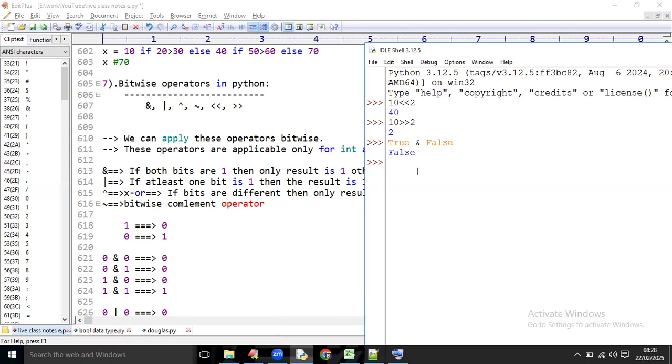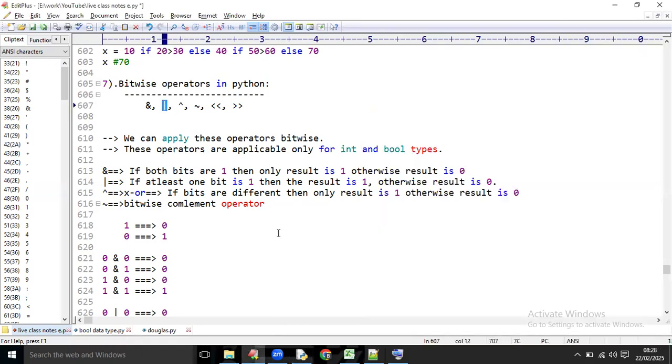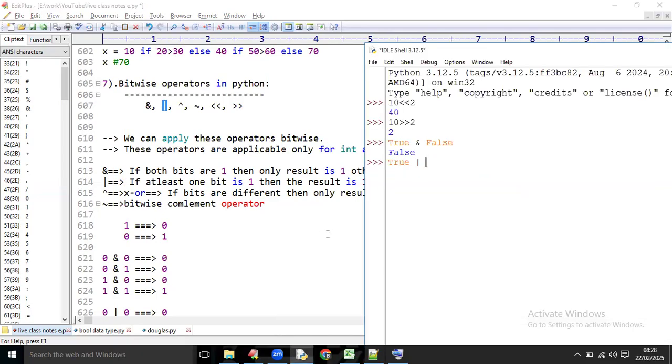For the OR operation, I am giving true or false. True or false means 1 or 0. The rule for this is that if at least one bit is 1, the result is 1. Here true means 1, which we have already given, so the output will be 1, and 1 means true. Like that it will operate.